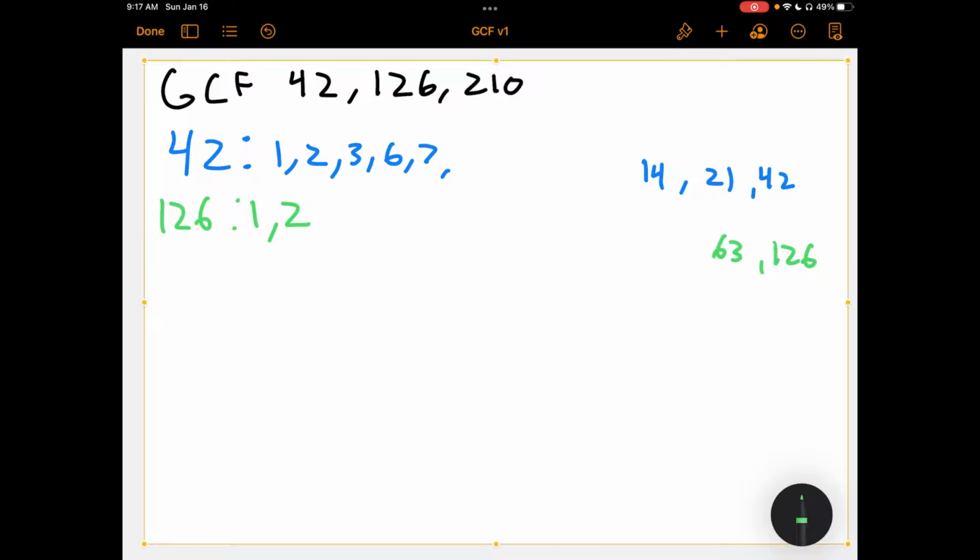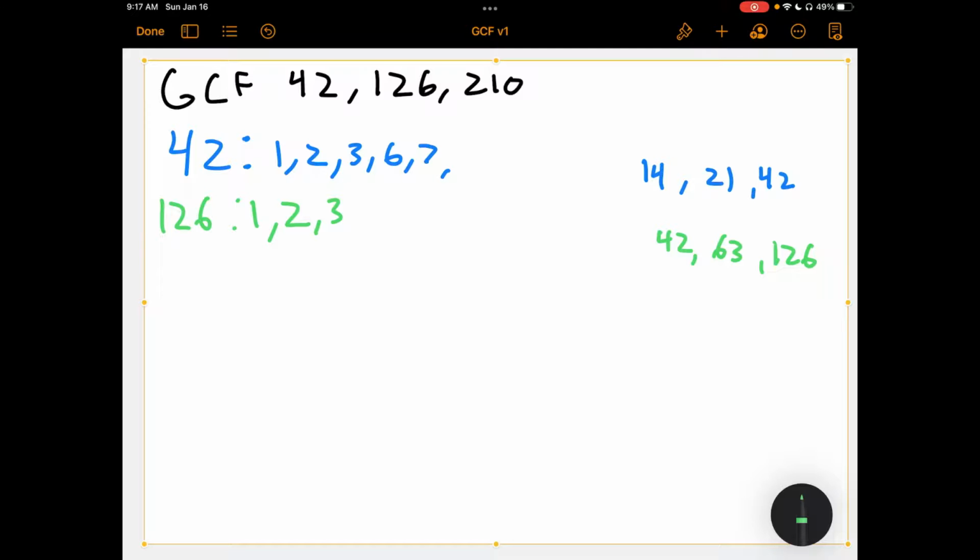Then we say, what is 126 divided by 3? That's going to give us 42. So look at that, 42 shows up again. So we have 42 as a factor here in our first number, 42, and we have 42 as a factor here in 126.